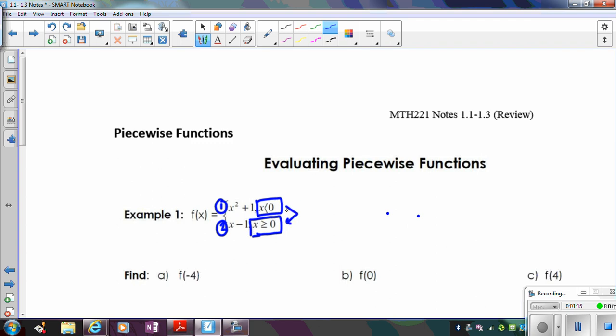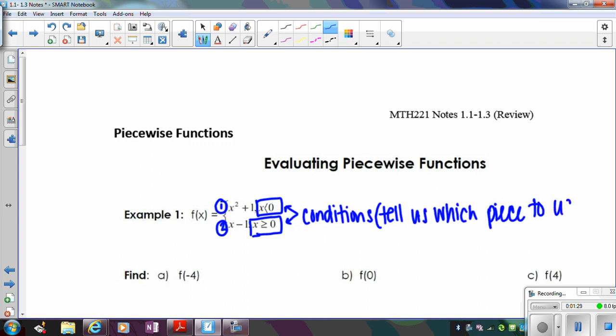So these right here are the conditions, and they tell us which piece to use. You don't actually plug into those, you just read those, and those tell you what to plug into. So are we going to plug into this yellow part, or are we going to plug into this blue part right here? That's what we're going to be plugging into.